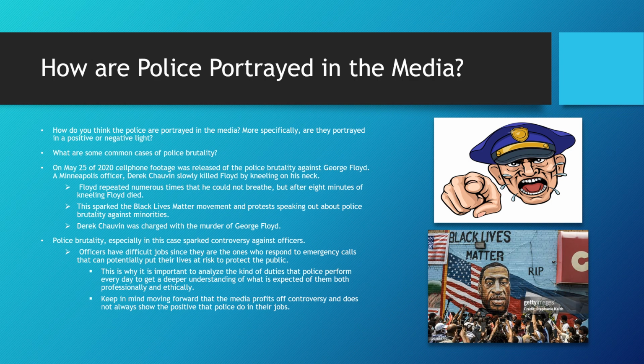Another popular case of police brutality would be the George Floyd case, which happened on May 25th of 2020, where cell phone footage was released of the police brutality against George Floyd. A Minneapolis officer, Derek Chauvin, slowly killed Floyd by kneeling on his neck. Floyd repeated numerous times that he could not breathe, but after 8 minutes of kneeling, Floyd died. This sparked the Black Lives Matter movement and protests speaking out against police brutality against minorities, especially because the police were originally called to the scene to investigate a counterfeit $20 bill, which resulted in Floyd losing his life.